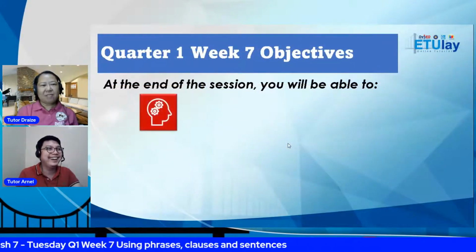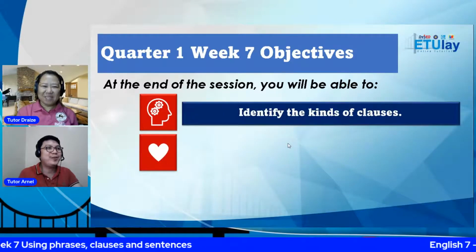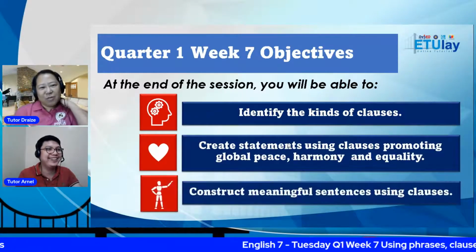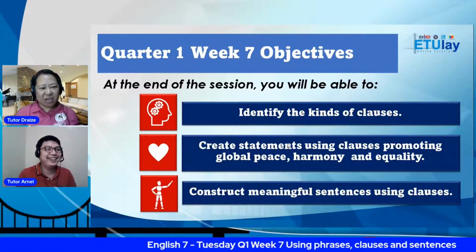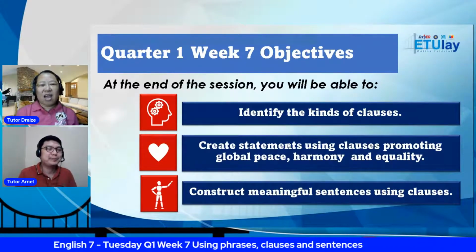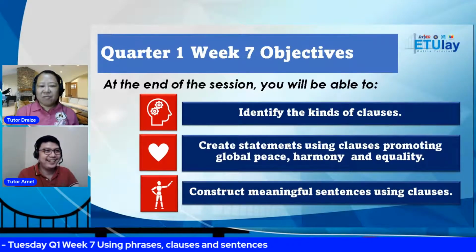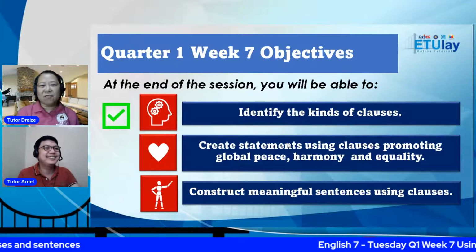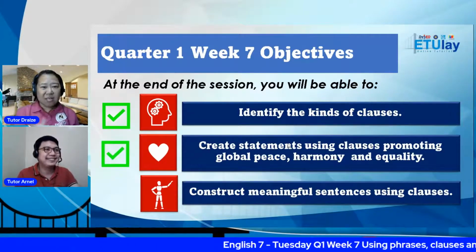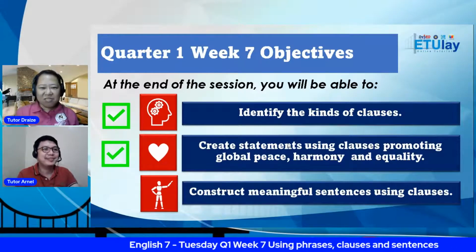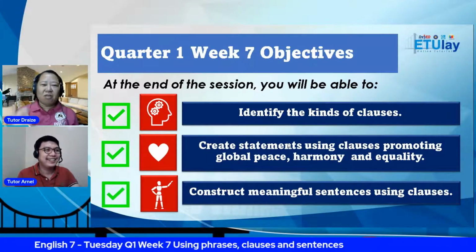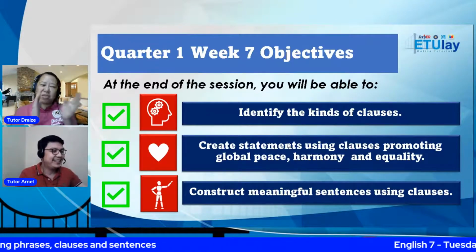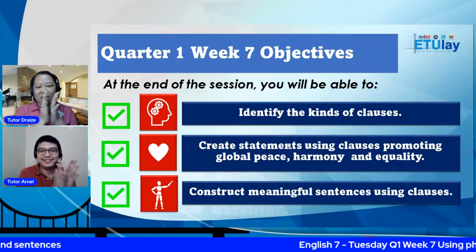And all right, so Tutor Drazel, we're down with how do we call this again? I almost forgot about this part. Yes, the objective. So this is actually to check whether we have attained all our objectives. At the start of the session, we already enumerated all our objectives. That would be identifying the kinds of clauses. We did that. And then create statements using clauses. You also did that. And we also constructed meaningful sentences using clauses. So very good. Good job, everyone.